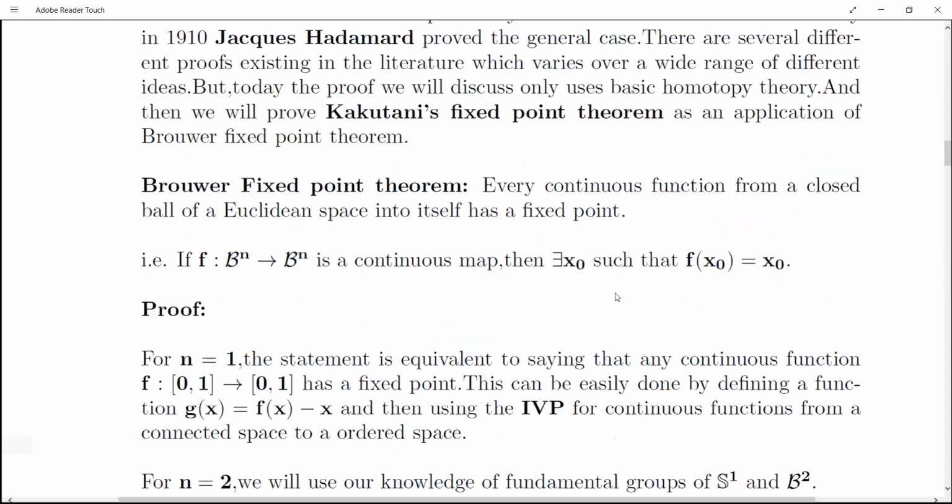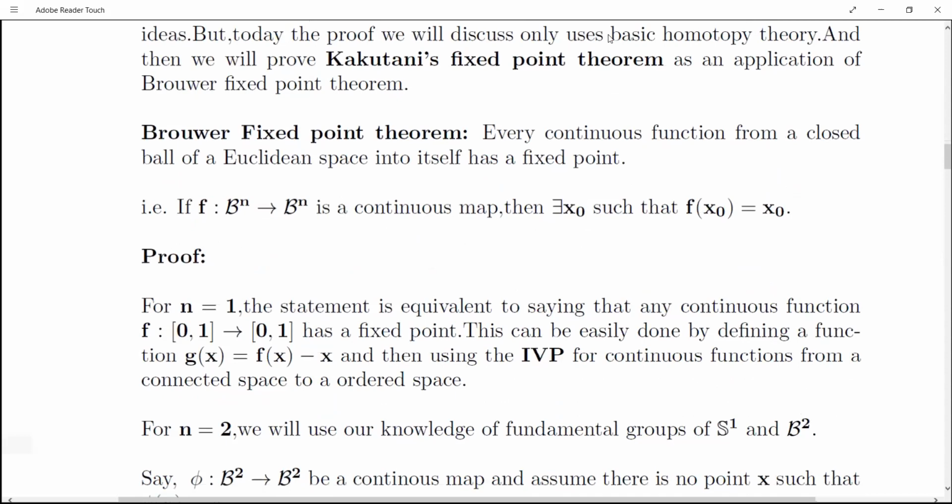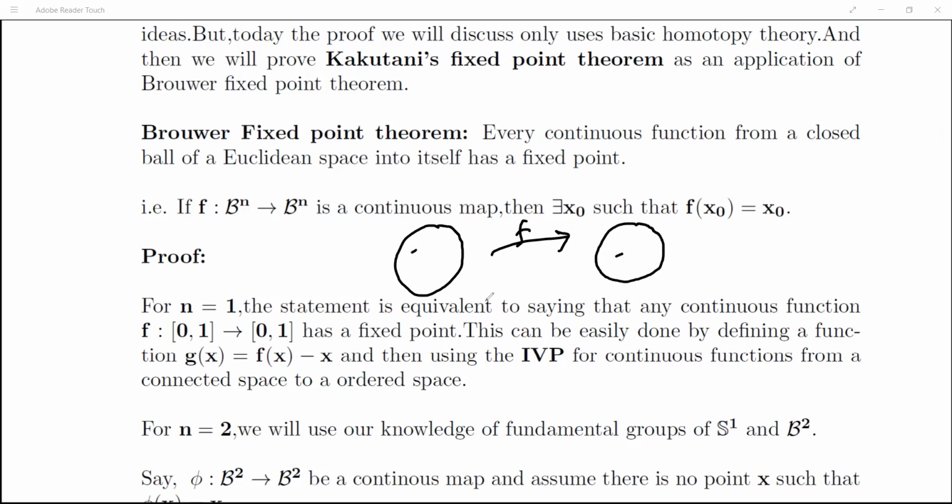So let's go to Brouwer's fixed point theorem. Let's say in Euclidean space you have an n-ball. Let's say n is equal to 2. So you have this closed ball in R2, and you are looking at a continuous map from this closed ball to this closed ball. Brouwer is saying that this map will have a fixed point. By fixed point, we just mean that there is an x naught such that f of x naught is equal to x naught.